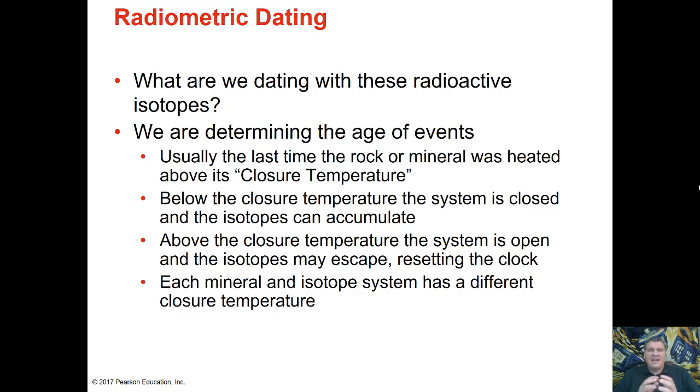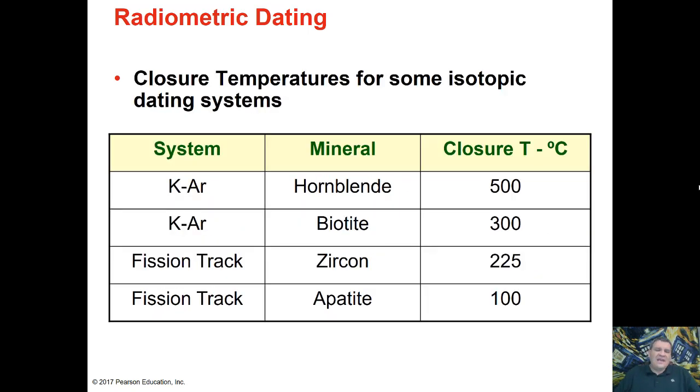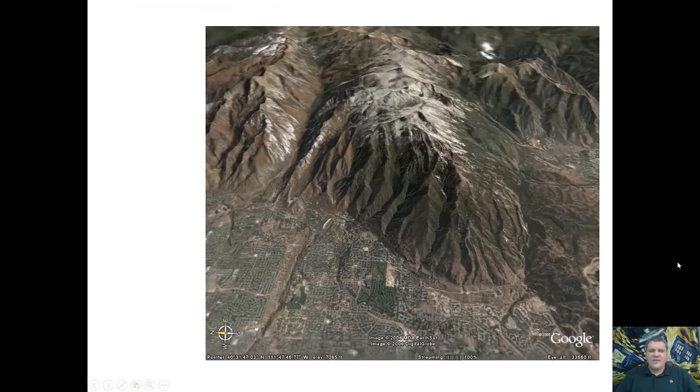Now, each mineral and isotope system actually has different closure temperatures. Okay, so potassium to argon in the mineral hornblende has a closure temperature of 500 Celsius. Potassium to argon in the mineral biotite has a closure temperature of 300. Fission track dating in the mineral zircon happens at around 225, and fission track dating in the mineral apatite happens at around 100 Celsius.